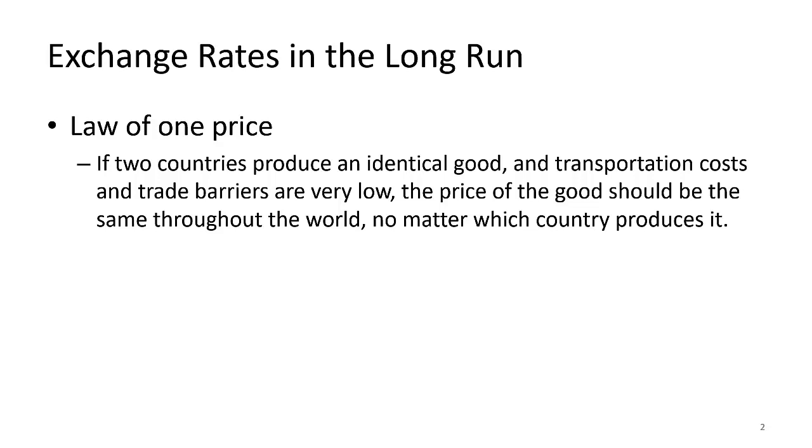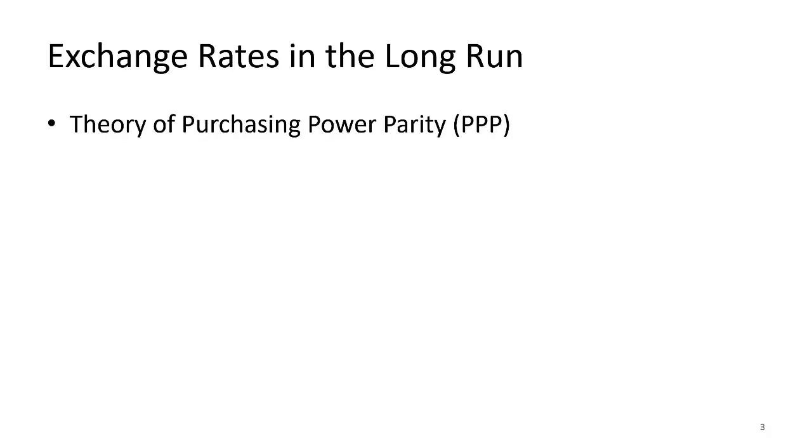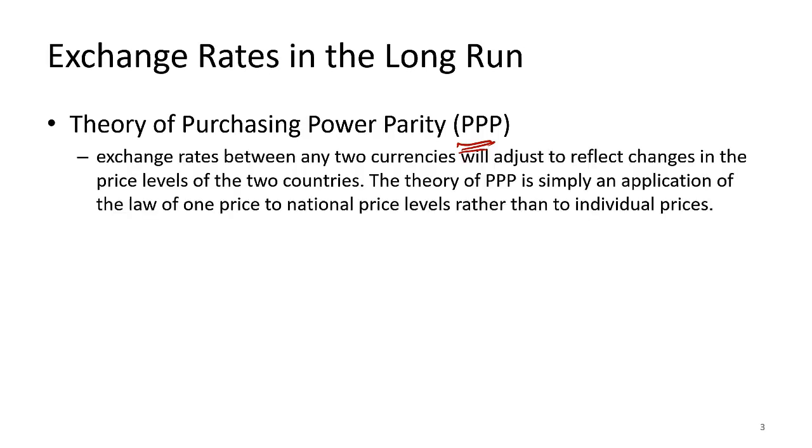So that's the idea behind the law of one price, which means the price of the good should be the same, which essentially can help us to determine the exchange rate. So that brings us to a concept called the theory of purchasing power parity, or PPP. PPP stands for purchasing power parity. This is an application of the law of one price. It means that exchange rates between any two currencies will adjust to reflect changes in the price levels of the two countries.